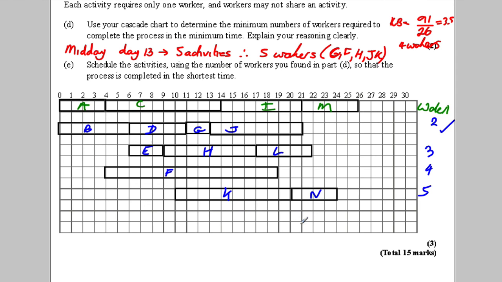So here's our scheduling diagram, and it shows we've used 4 workers, and that's a possible schedule of the activities, so it's completed in the shortest time of 26. So I hope you found that useful. There's a 15-mark exam question that basically summarises the whole chapter.